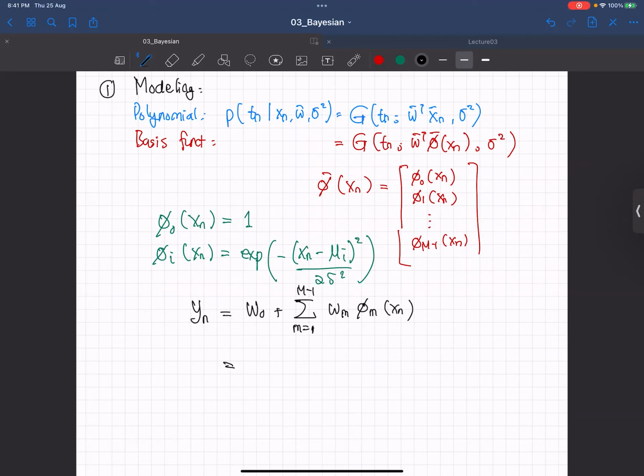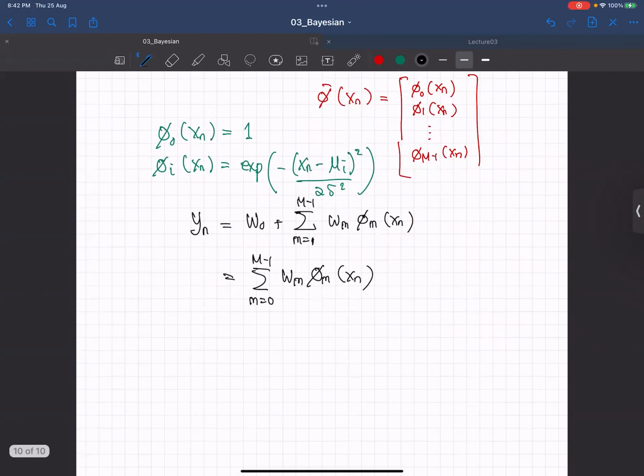So in this case, if you know that phi 0 equals 1, you can just sum over m equals 0 to M minus 1 of w_m phi_m(x_n). It's the same thing, but you have to know that phi 0 equals 1. Okay. Any other questions?